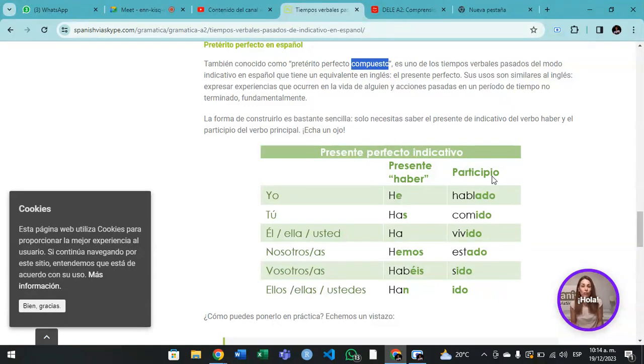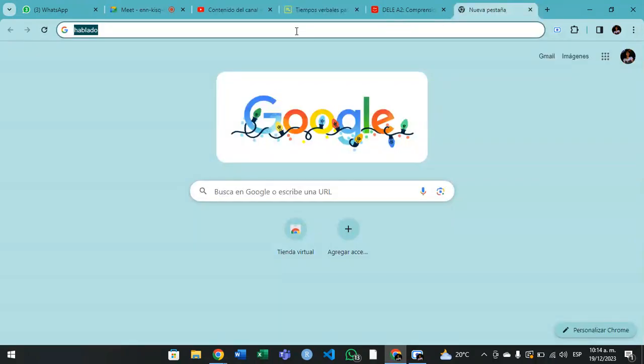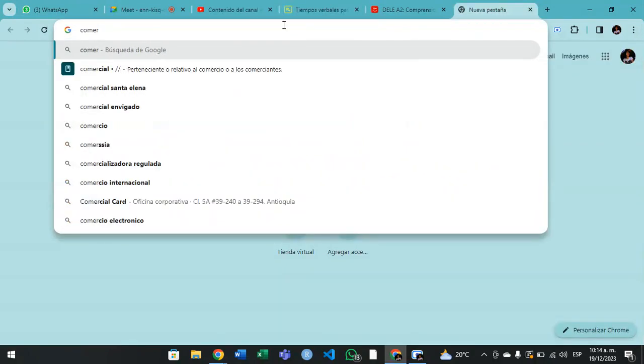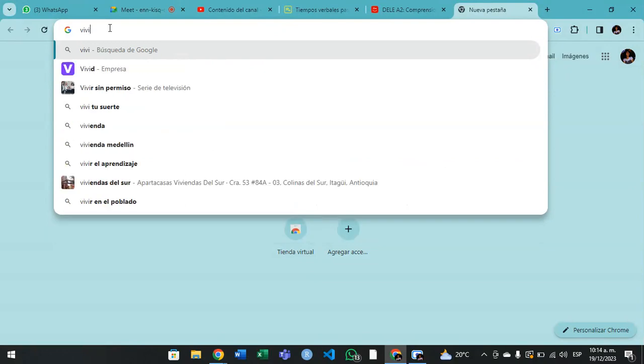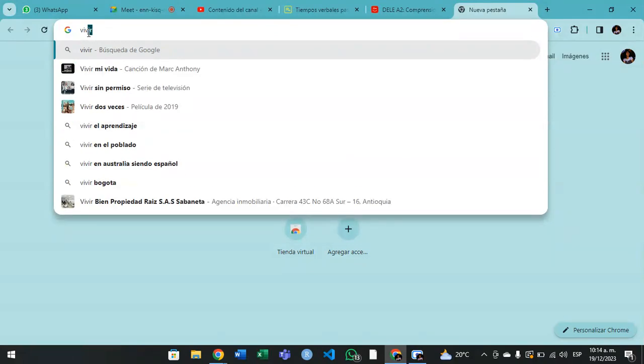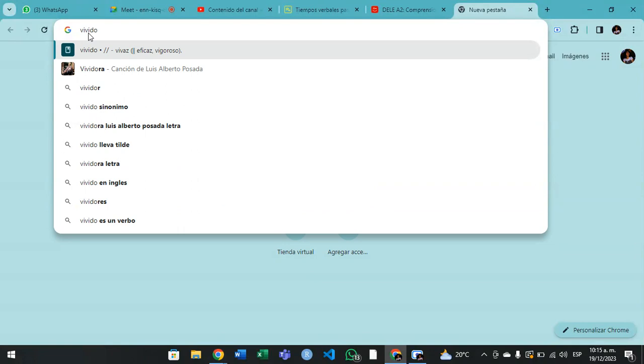And when the verb ends with ER or IR, it's going to be ido, comido, vivido. So for example, comer, I'm going to replace ER with IDO, comido. And vivir, I'm going to replace IR with IDO.